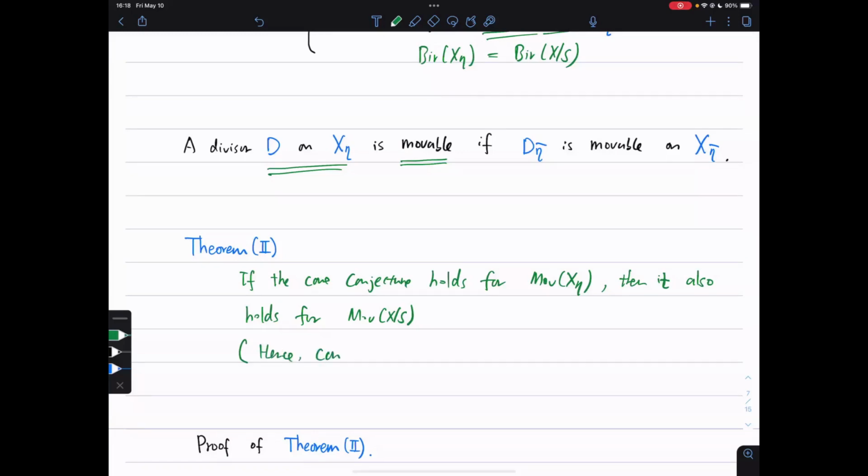Hence, cone conjecture holds when the relative dimension is less or equal to 2. If the relative dimension is less or equal to 2, this could be proved unconditionally. The reason is we have two parts. The cone conjecture for surfaces over non-algebraically closed fields is known. So this is known. This is known by Kawamata.